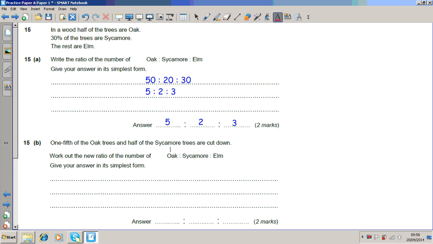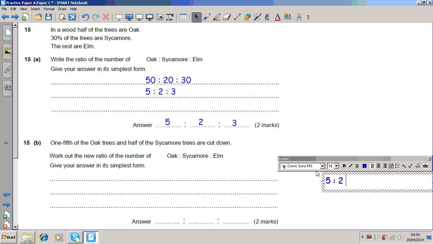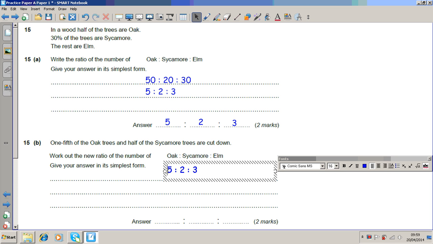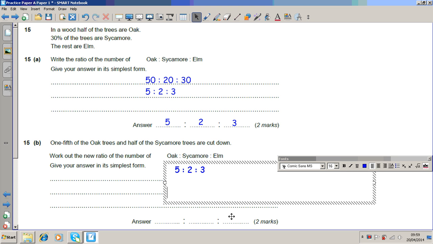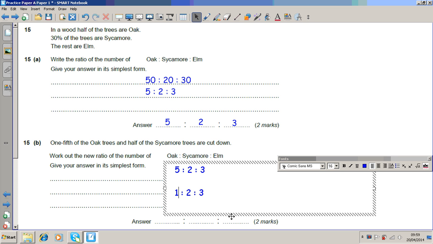1/5 of the oak trees and half of the sycamore trees are cut down. Work out the new ratio. Okay, so what we're going to do is we're going to take our numbers 5, 2 and 3 and do what it said to them. So the oak, 1/5 of the oak trees, well, 1/5 of 5 is 1. And half of the sycamore trees are cut down, so that's 1. So it's going to be 1 to 1 to 3.